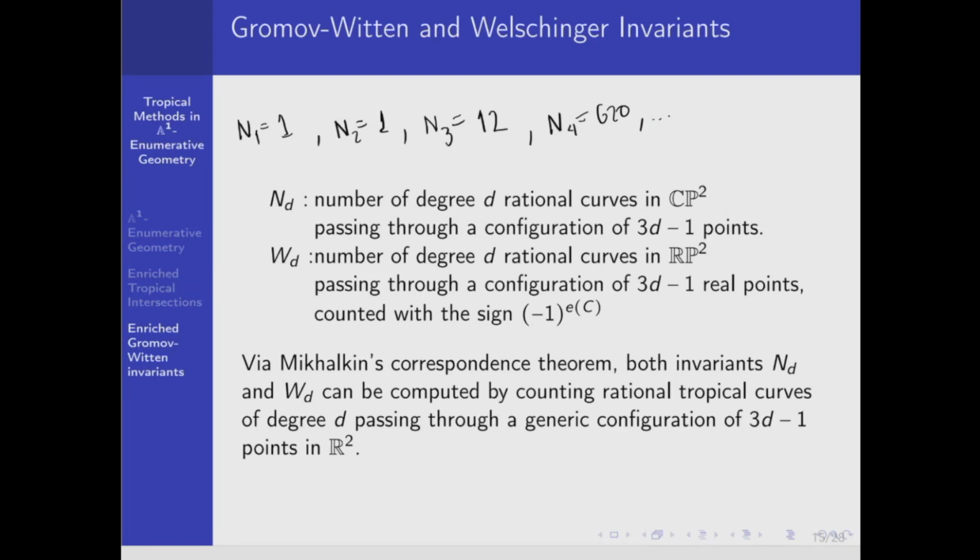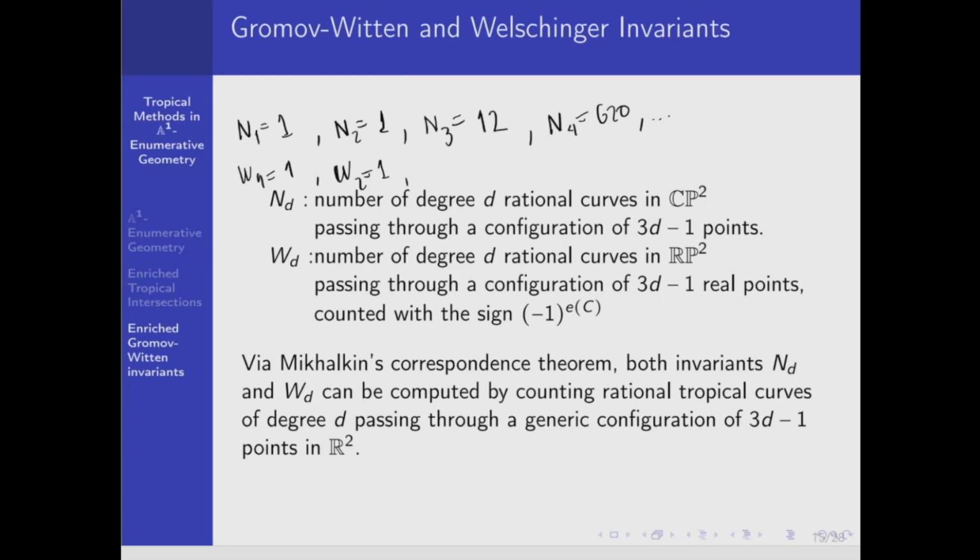Now, WD, this is called the Welschinger invariance, and it's the number of rational curves in RP2. So now we're counting only real curves that pass through a generic configuration of points. As before, the naive count is not an invariant, right? So I can put W1, it's 1, real lines that pass through 2 points, and conics that pass through 5 points. Real conics. This is the only one.